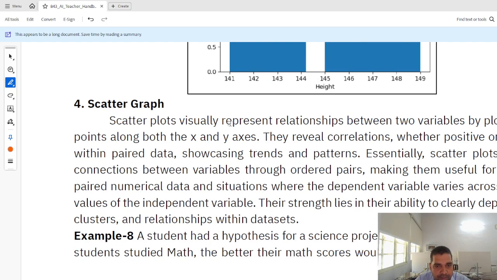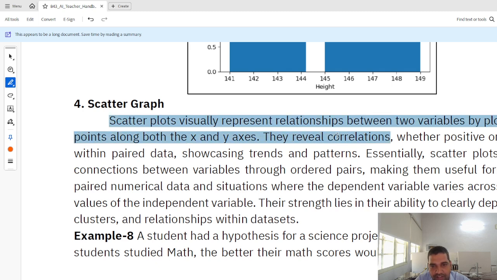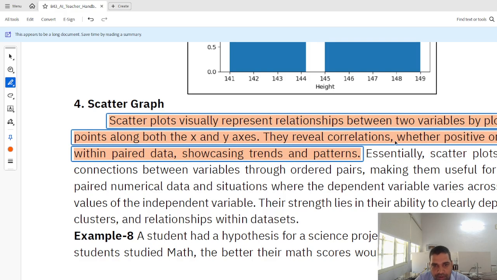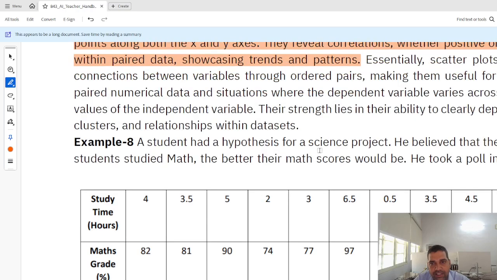Scatter plots are a visual representation of the relationship between two variables by plotting the data points along both the x-axis and y-axis. Scatter plots reveal correlation, whether positive or negative, within paired data, showcasing trends and patterns. Essentially, scatter plots illustrate the connection between variables through ordered pairs, making them useful for analyzing paired numerical data and situations where the dependent variable varies across different values of the independent variable.